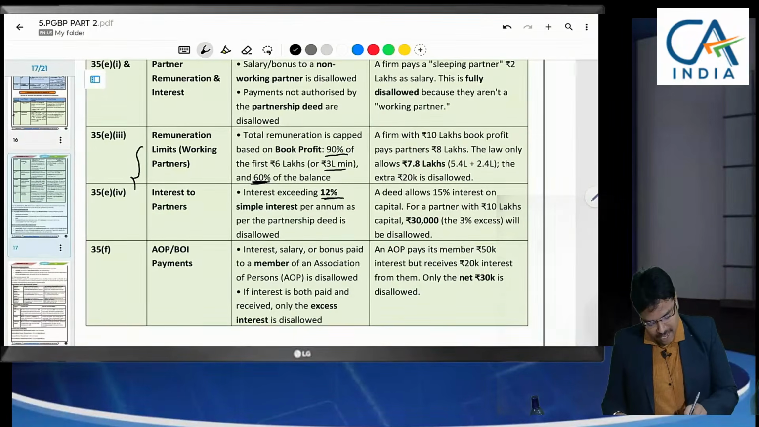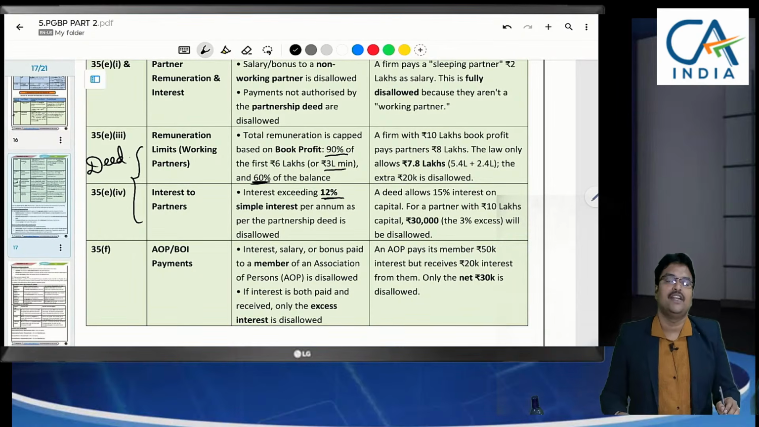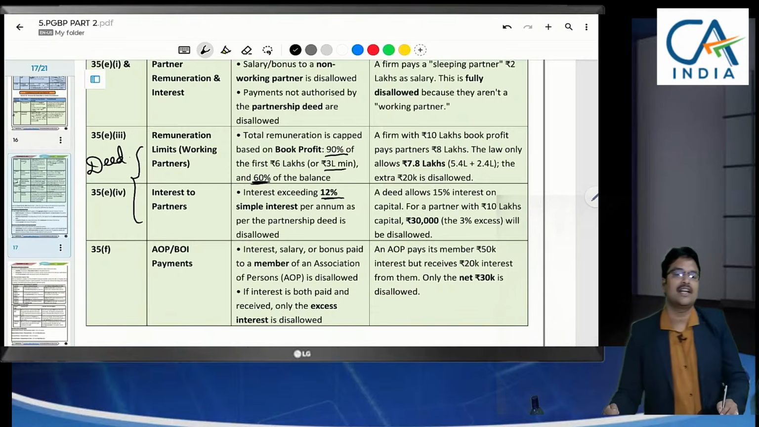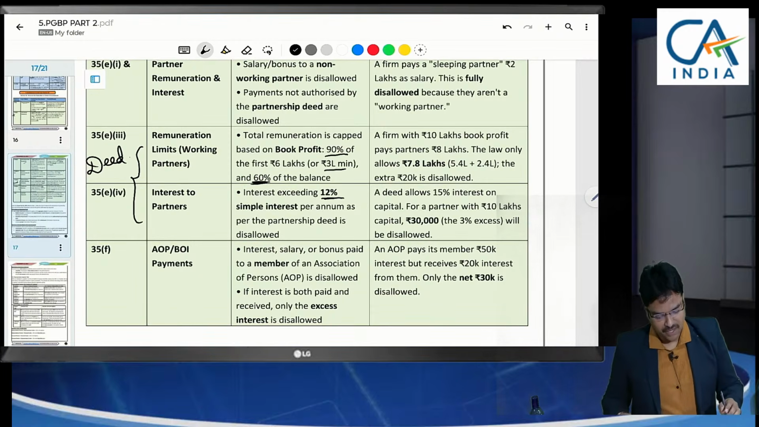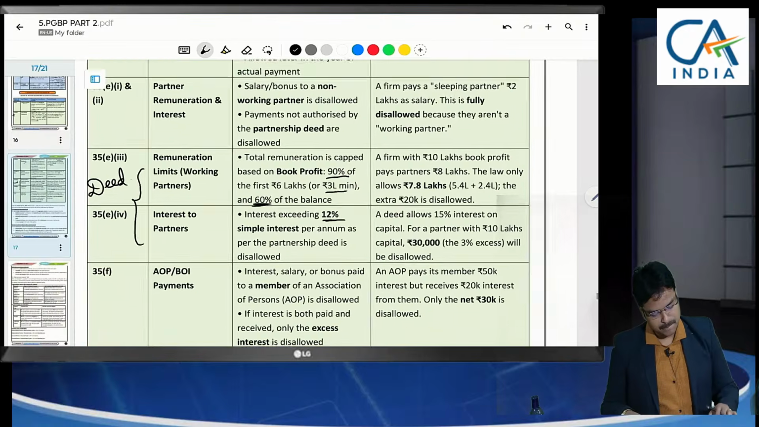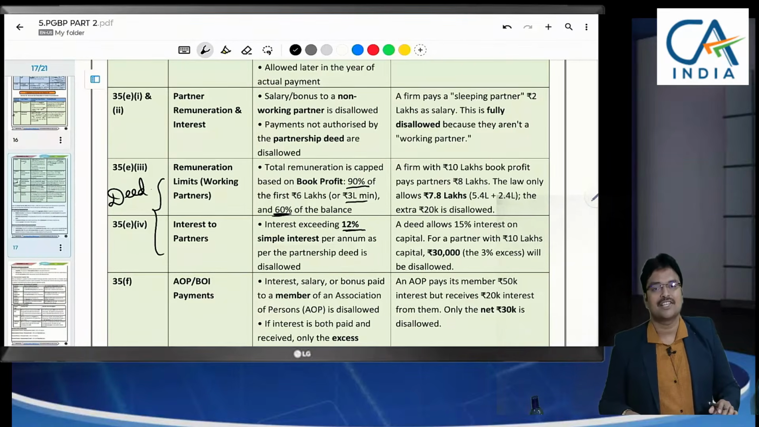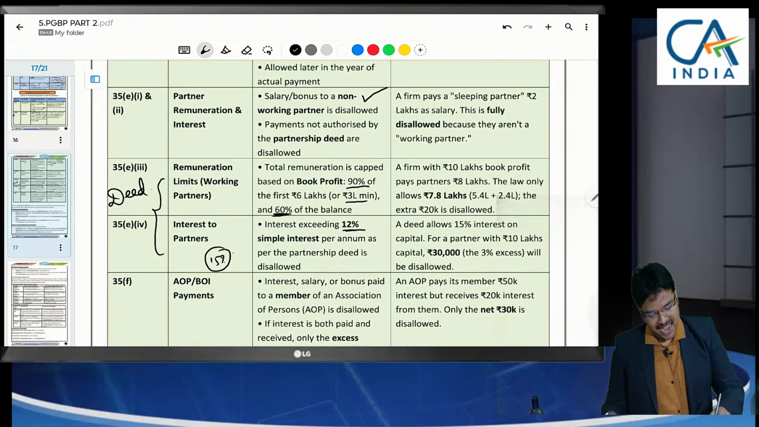And in order to claim this, in the deed they need to execute this clause. If the deed is not permitting remuneration and interest, then nothing can be claimed. First, the deed should permit this interest and remuneration. To this extent only we have to claim. Over and above this interest and remuneration, if interest is being paid at 15%, then 3% will be added back.